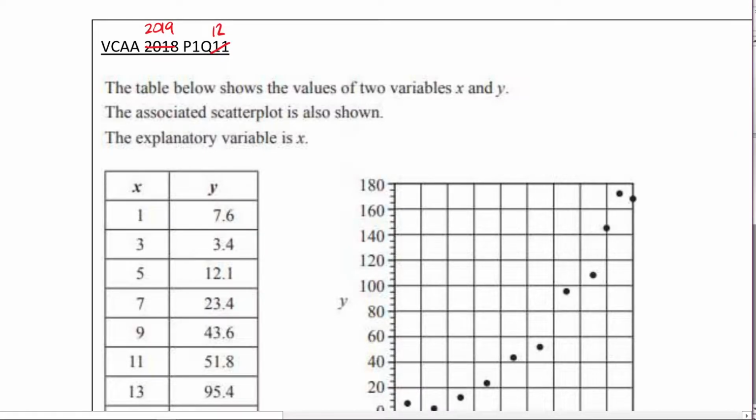Welcome. We're going to work through this past exam question. It is VCAA 2019, Paper 1, Question 12. It reads, the table below shows the values of two variables x and y. The associated scatter plot is also shown.